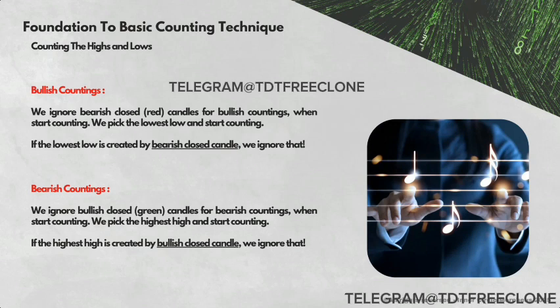In this strict counting rule, we basically pick the lowest low or the highest high as a starting reference point to start counting. But if the lowest low is created by a bearish closed candle for bullish countings, we ignore that. And if the highest high is created by a bullish closed candle, we ignore that. Remember, doji candles with almost no body are still countable for both bullish and bearish countings.